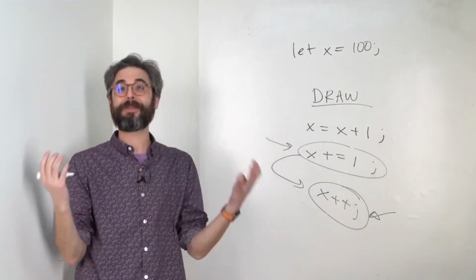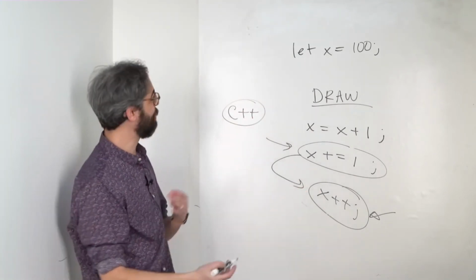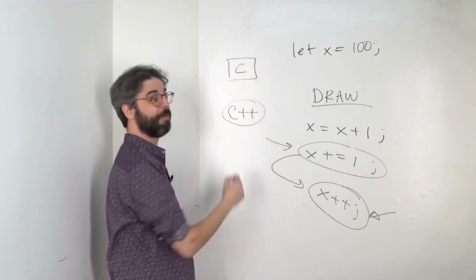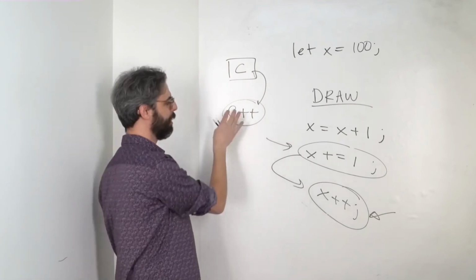Incidentally, if you've ever heard of the programming language C++, why is it called C++? There was a programming language once called, it still exists, called C, and then there were improvements and changes made to it, and the next version is incrementing by 1, or C++.